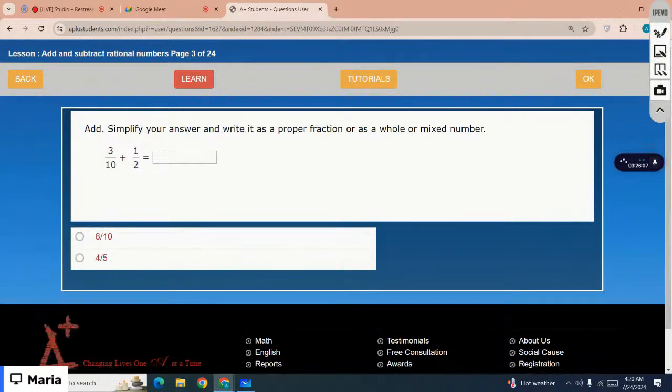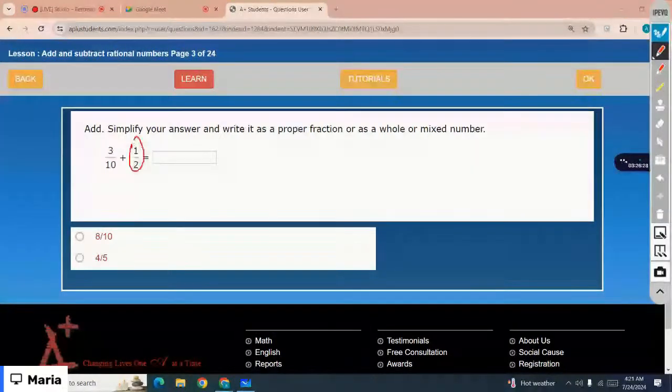Add 3 by 10 plus 1 over 2. So how do we add? First thing is we need to make their denominators same, right? 3 by 10 plus 1 over 2, they have unlike denominators. So whenever we're going to add them, we need to make their denominators same first, right? So we always make the smaller denominator equal to the greater one. So you need to make that 2 equal to 10.